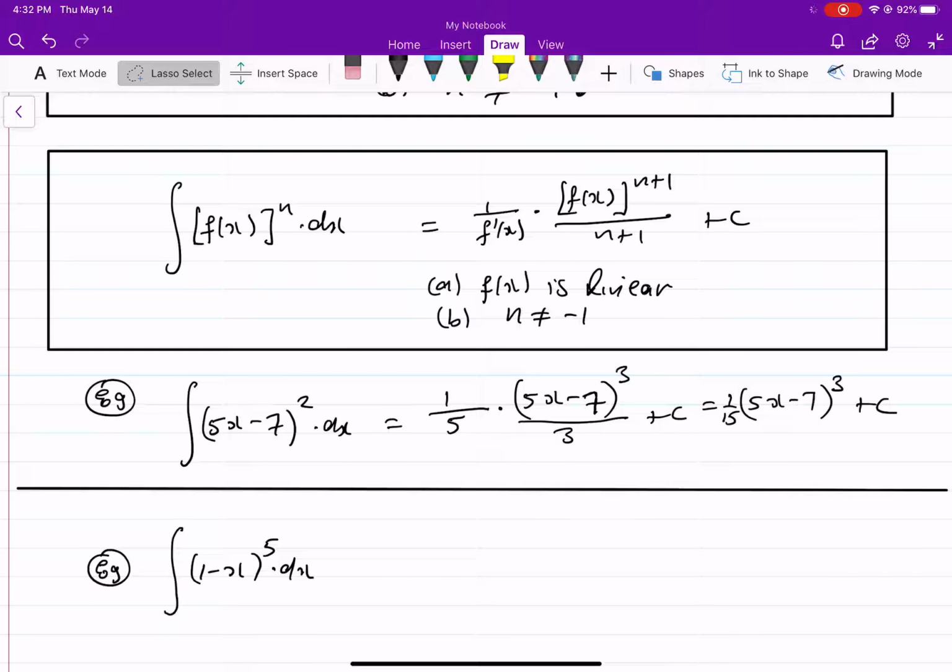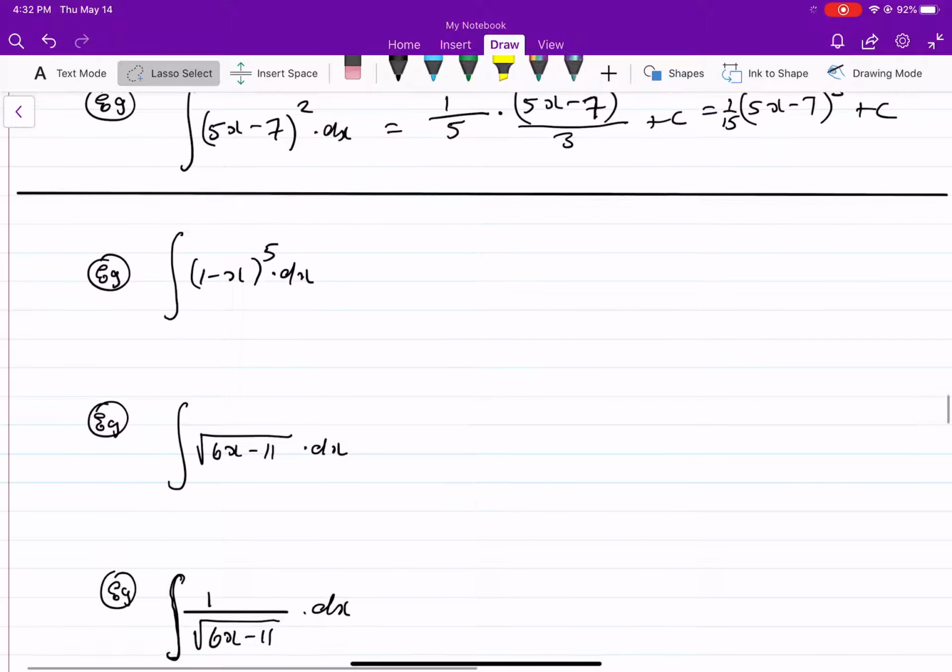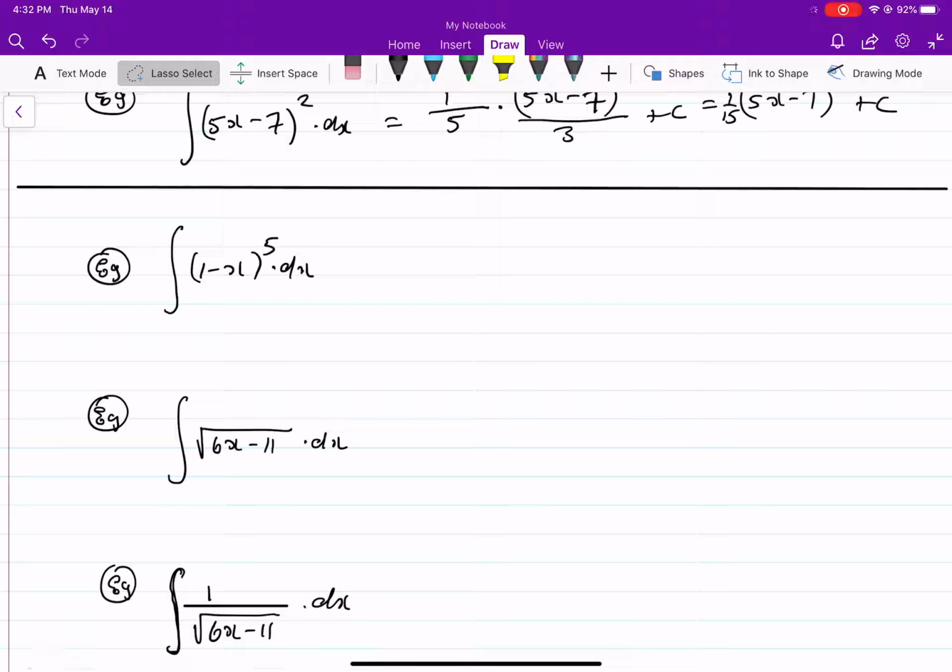All right, the next one. The integral of 1 minus x all to the 5. Is it written in the form f of x to the n? Yes, the f of x is the part inside the brackets, the 1 minus x, and the power n is 5. Go through your checklist. Is the f of x linear? Yes, it's 1 minus x. Is the power n anything other than minus 1? Yes, it is. It's 5. All the conditions are met. Therefore, I will integrate as follows.